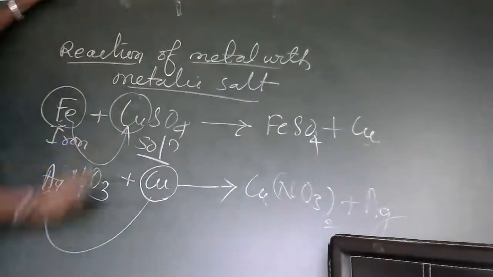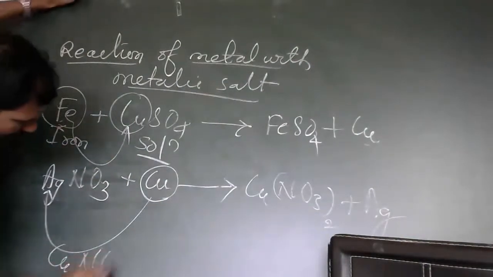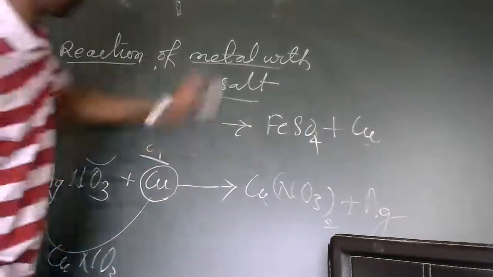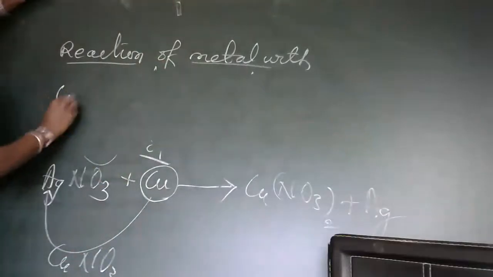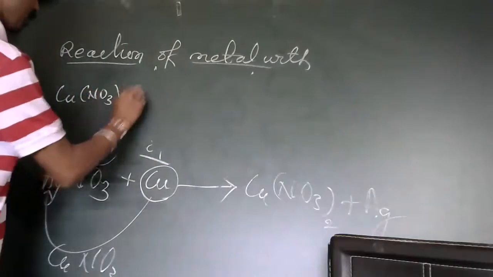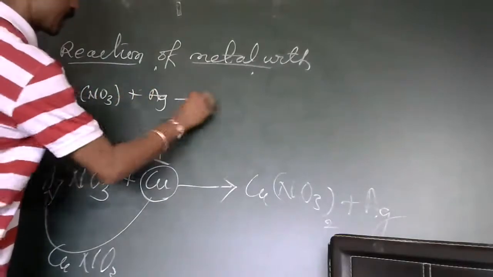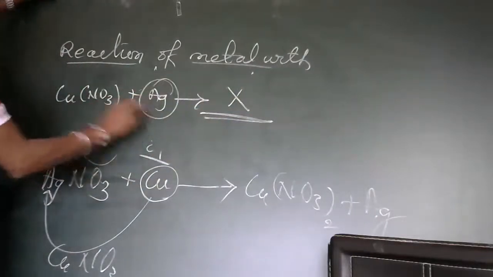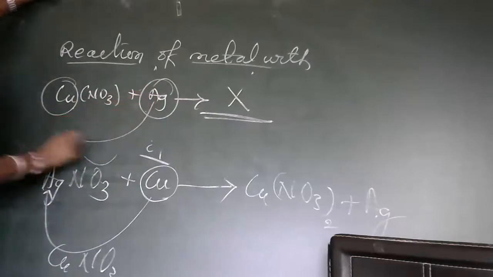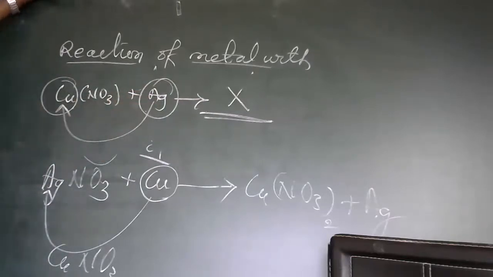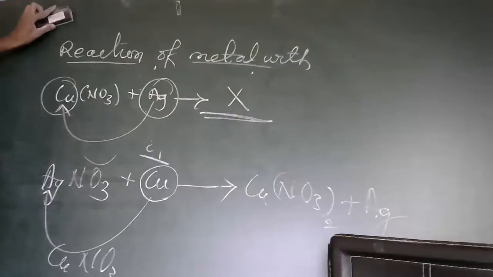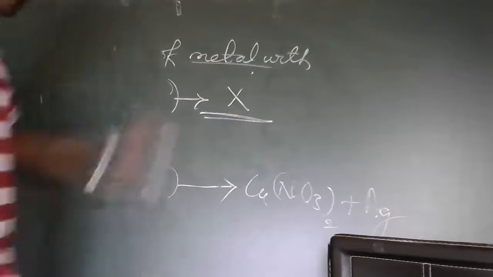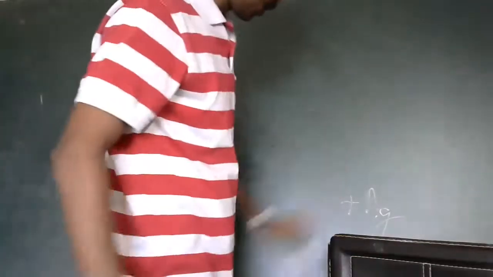So in this reaction, if you write copper nitrate with a plus Ag, this reaction will never happen, because Ag is less reactive and copper is more reactive. A less reactive element cannot displace the more reactive element. So you are getting my point. This is how the metal reacts with another metallic salt.